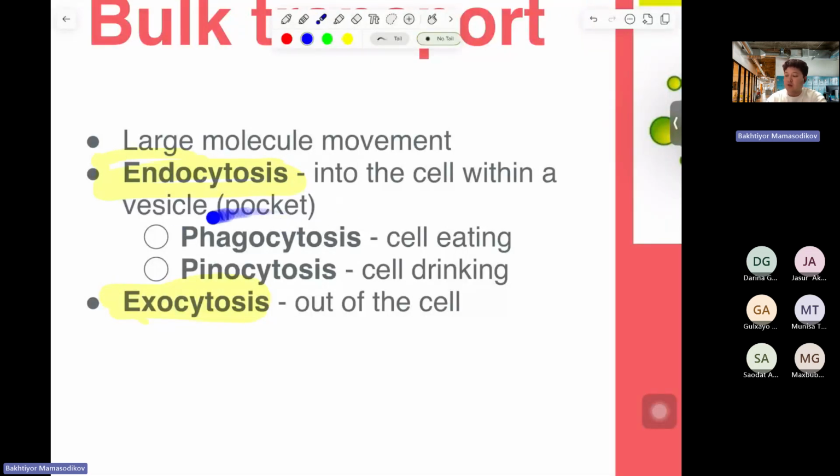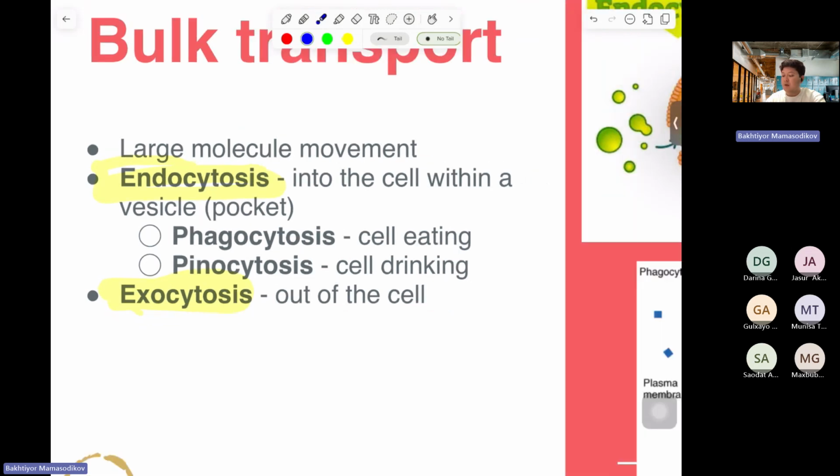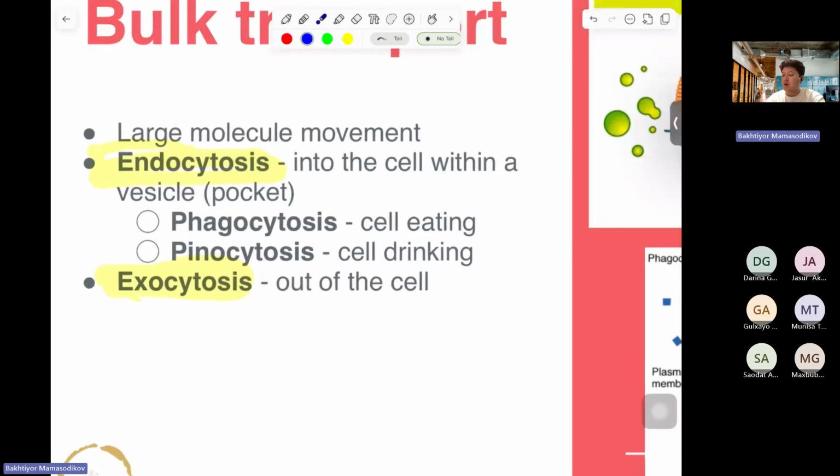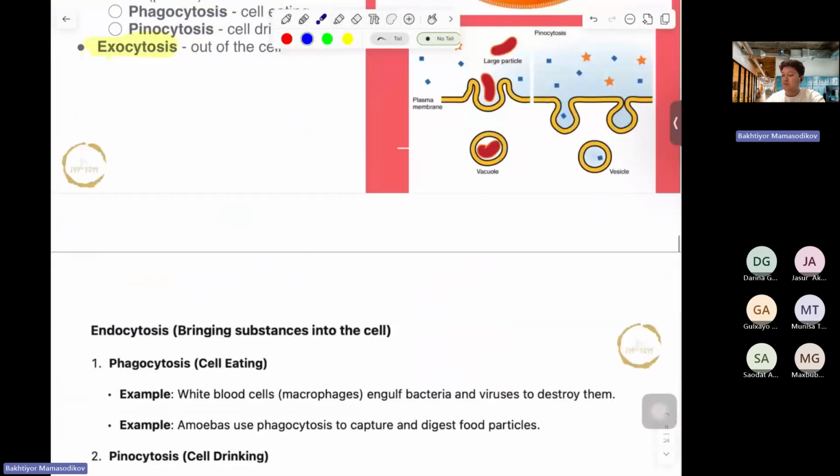So there are two types of endocytosis. The first is phagocytosis. This is the cell eating. The second is pinocytosis. That means cell drinking. The liquid molecules are going to go into the cell in pinocytosis, and hard, large substances are going to go inside the cell. This is called phagocytosis. And we have exocytosis, which goes outside of the cell.